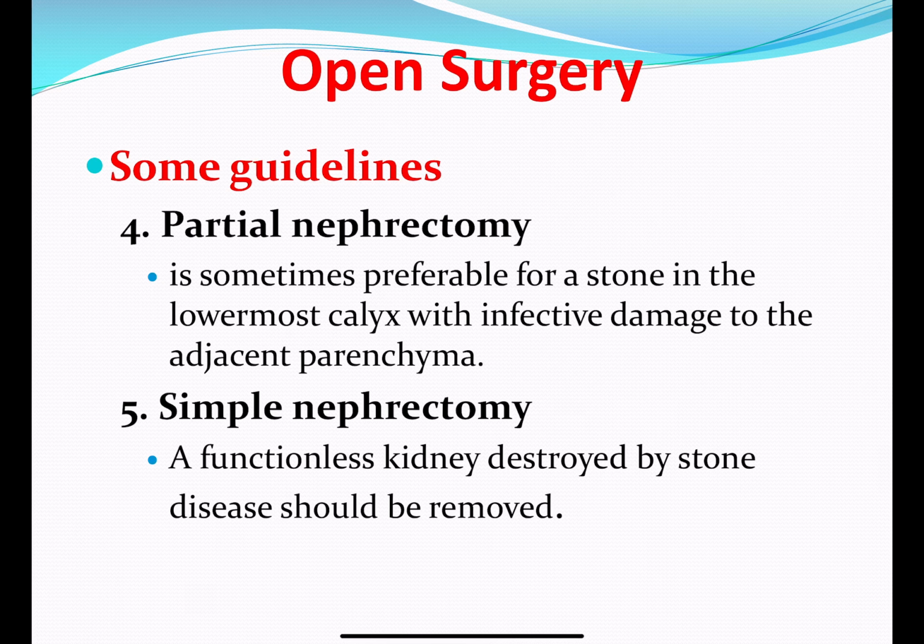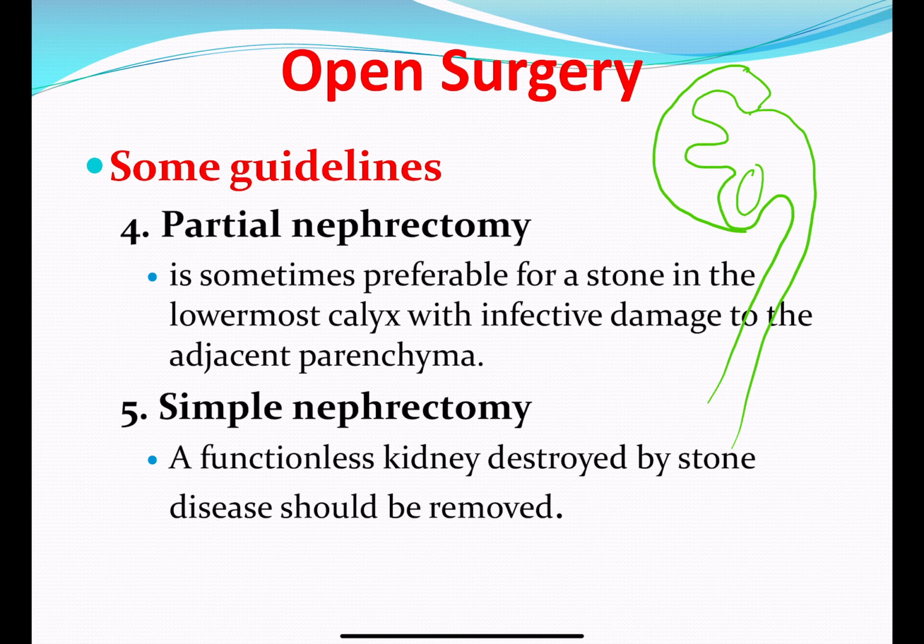So when to do partial nephrectomy and when to do simple nephrectomy. Partial nephrectomy: suppose a patient has a big stone here in the lower calyx, and it has already damaged the lower pole. In that scenario, we can sacrifice the lower polar area and do a partial nephrectomy, and the remaining kidney can be stitched.